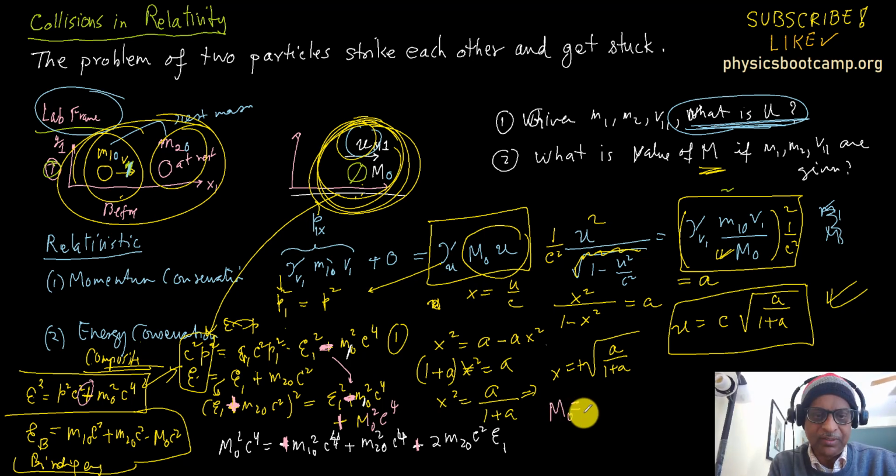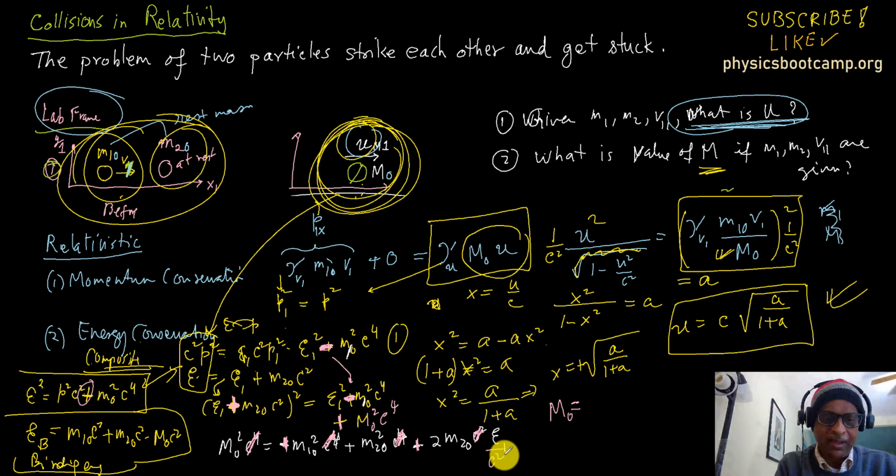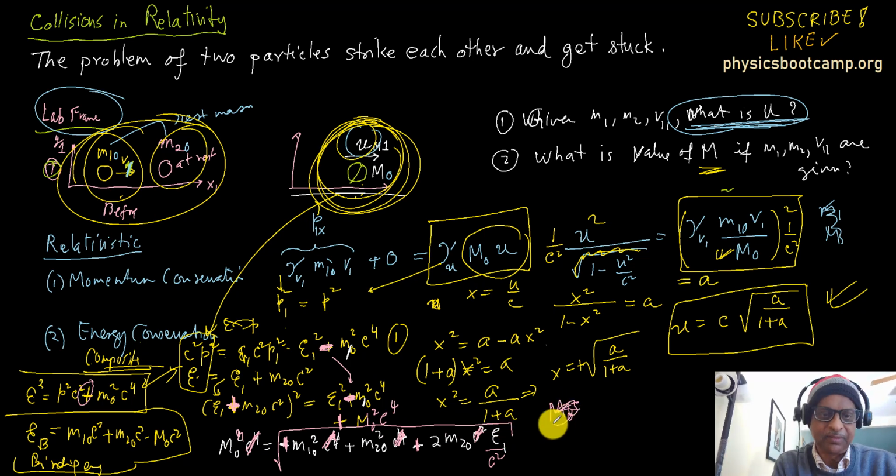So m0 now, you can see the C to the power 4 terms cancel, and this becomes just C squared, like that. And so m0 will be just the square root of this. So it's a much more complicated expression than what we got earlier.